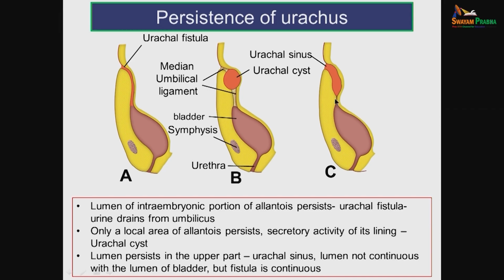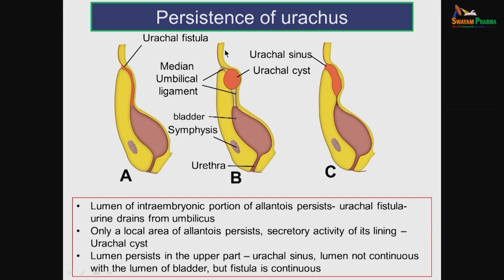The lower part is obliterated. So, this is urachal sinus. The lumen is not continuous with the bladder. In fistula, it is continuous with the bladder, and there is urine discharge. But in case of sinus, it is not continuous with the bladder. So, that differentiates urachal fistula from urachal sinus.